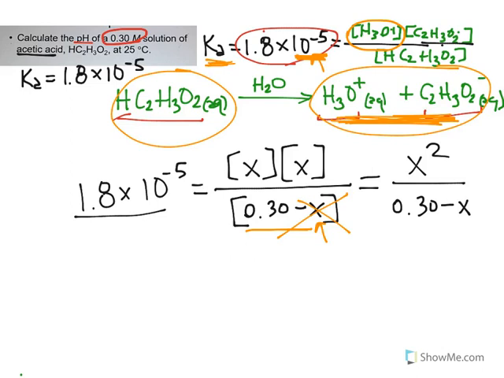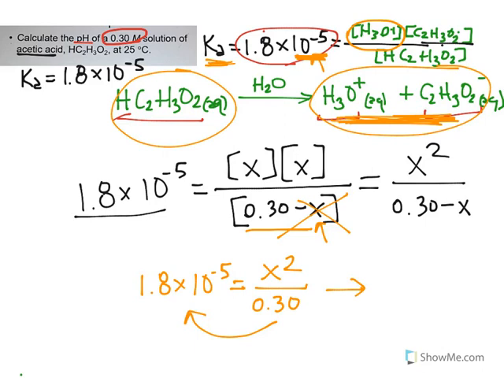If we rewrite it, it'll look like this. We get 1.8 times 10 to the negative 5 is equal to x squared over 0.30. Then we can move that over to the other side, and we get 5.4 times 10 to the negative 6 equal to x squared. So rearrange, solve for x, and x will come out to 2.3 times 10 to the negative 3.